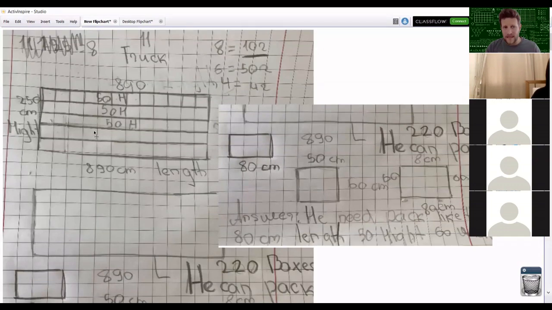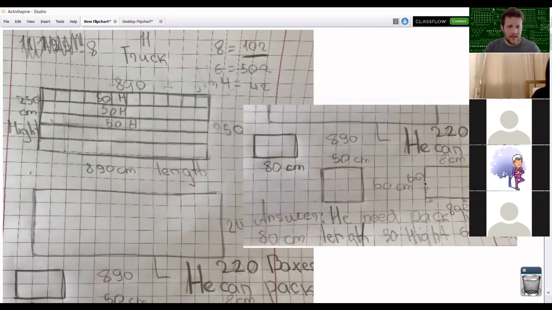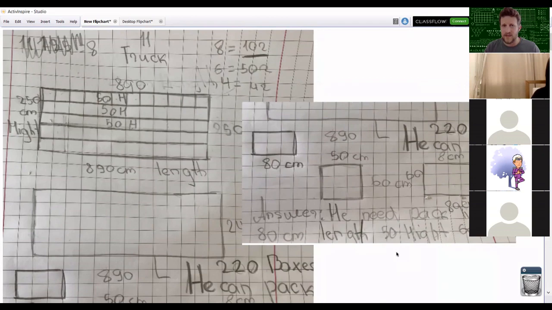And so they diagrammed for a while until they felt like they had a solution, and then they wrote me their solution. They said it was 220 boxes, and they said the answer is he needs to pack like that, 80 centimeters in length, 50 centimeters in height, 60 centimeters in width. So I think this is quality. I really understand what the student is saying.